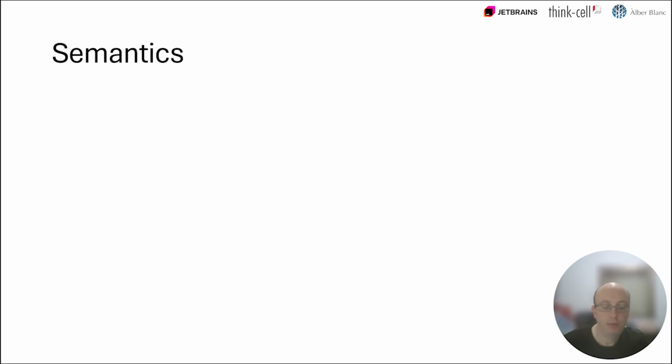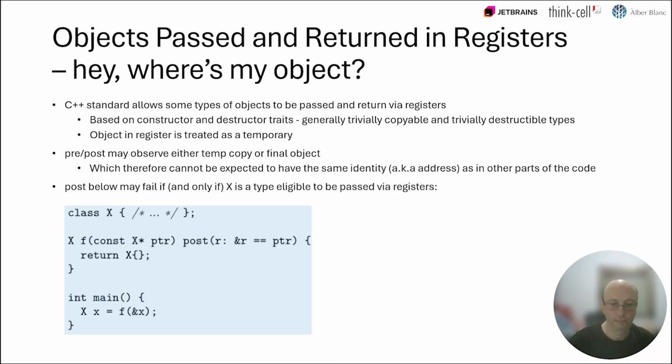On now to some interesting semantic aspects of contracts in C++26. Moving on now to probably one of the most complex, tricky subjects you're going to be hearing about today. So this is about lightweight objects that, per the current C++ standard, the compiler is allowed to optimize by passing them in as function parameters and as return objects via register.